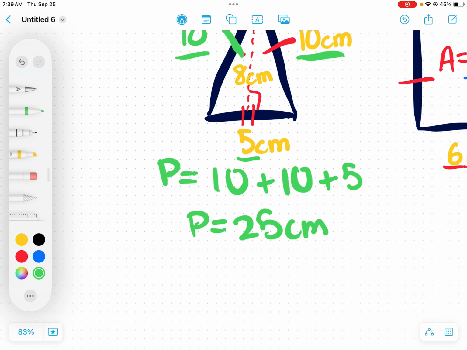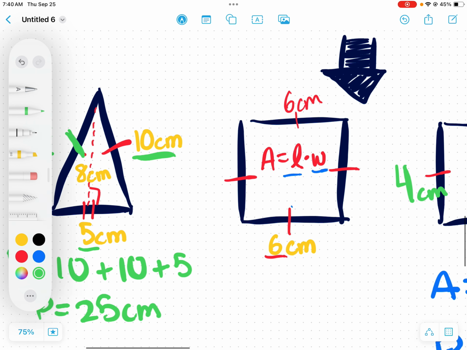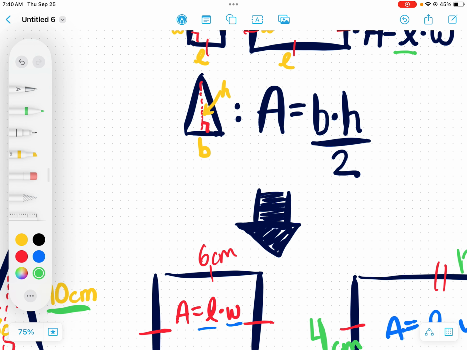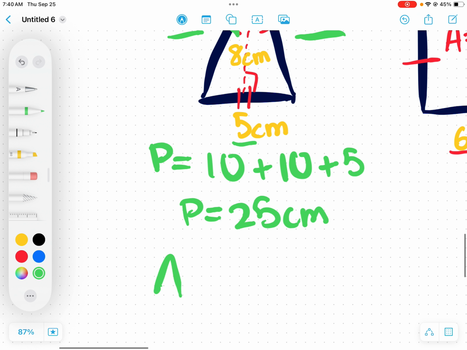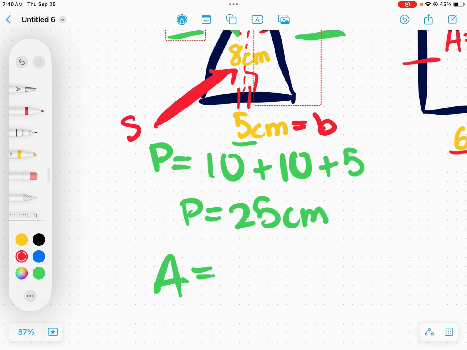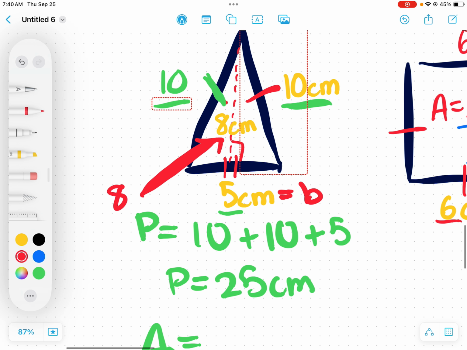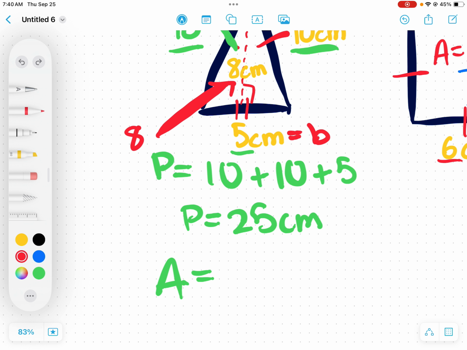Now if we're doing our area, if we remember our equation for area, right here, for a triangle, it's base times height divided by 2. So here's my area. My base was 5. Base is 5. Height is 8. So for this one, I'm not going to use the 10 at all. Okay, because those are the side lengths. I just need my base and my height.